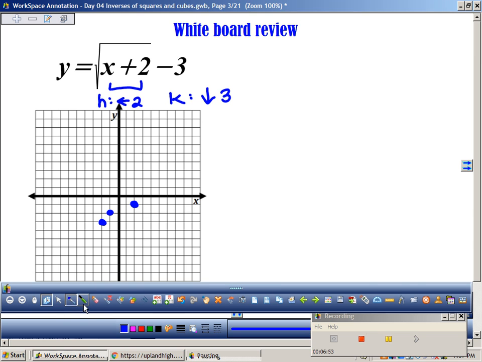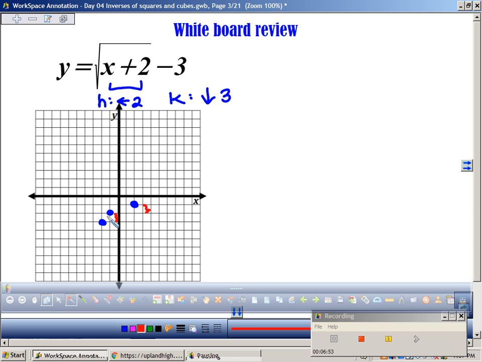This length right here, this space between this dot and this point, is always going to be the same. Do you see how it only rises 1? And from here it only rises 1? It always rises 1.